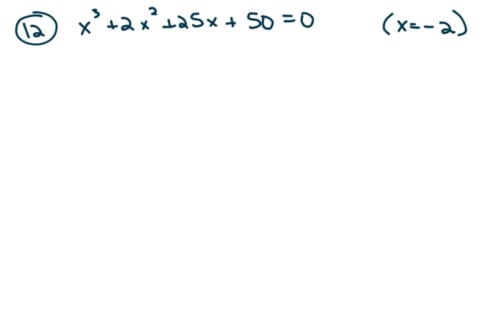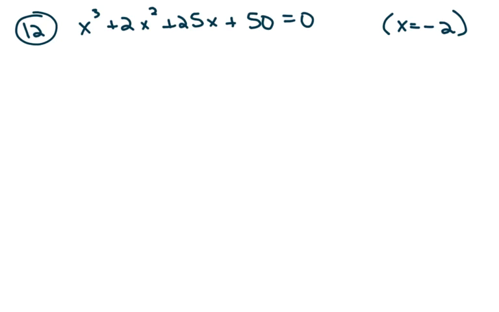There are two ways of attacking this particular problem. It says find the real and imaginary solutions of x cubed plus 2x squared plus 25x plus 50 equals 0, given that x equals negative 2 is one of the roots. That means if you were to graph this on your calculator, it hits the x-axis at negative 2.